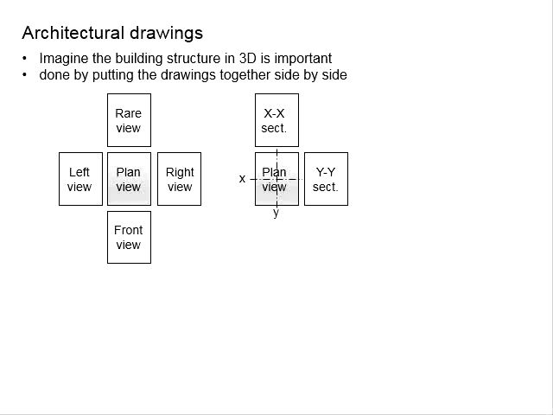I will recommend you to arrange in this manner, where you have the plan view placed at the middle. There will be front view, rear view, right view, and left view put beside. And when you want to compare the cross section, you put the plan view at the middle. Then you put YY sections to see the sections of Y and XX sections to see the sections of X.